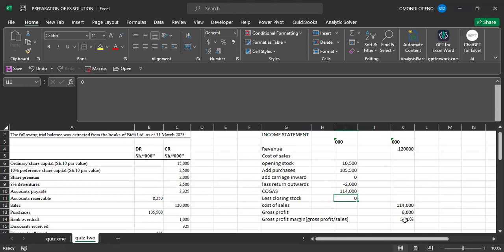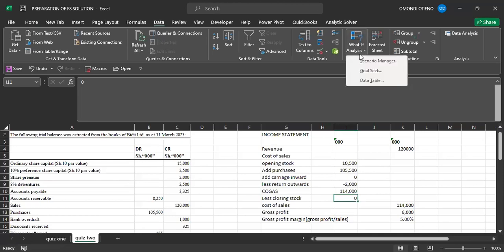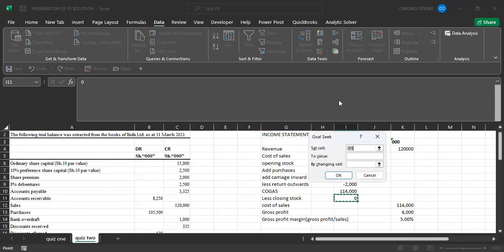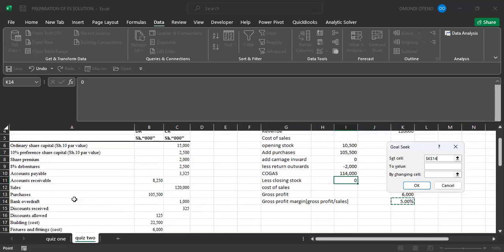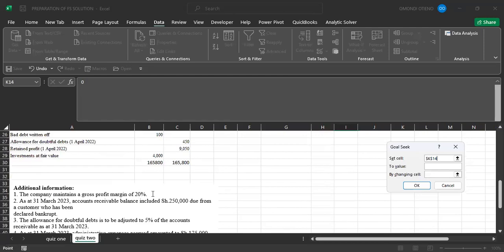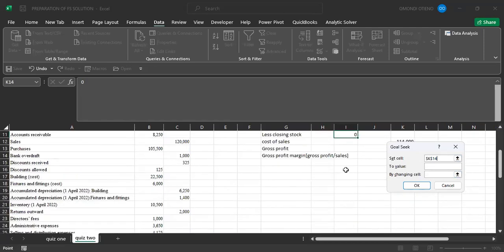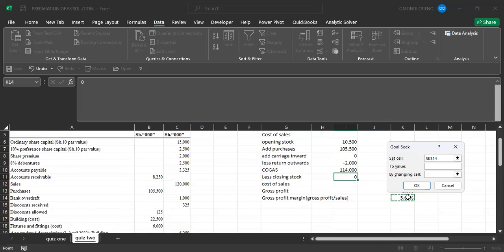When you are doing paper-based exams, you could have applied that long procedure, trial and error. But here we have this powerful function or concept called what-if analysis. So when I go to data, what-if analysis, goal seek will enable us to do that. So our intention is to change this gross profit margin to be equivalent to what the examiner has given us, which is 20%. So I'll come and say, I want to set gross profit margin to what value? To 20%.